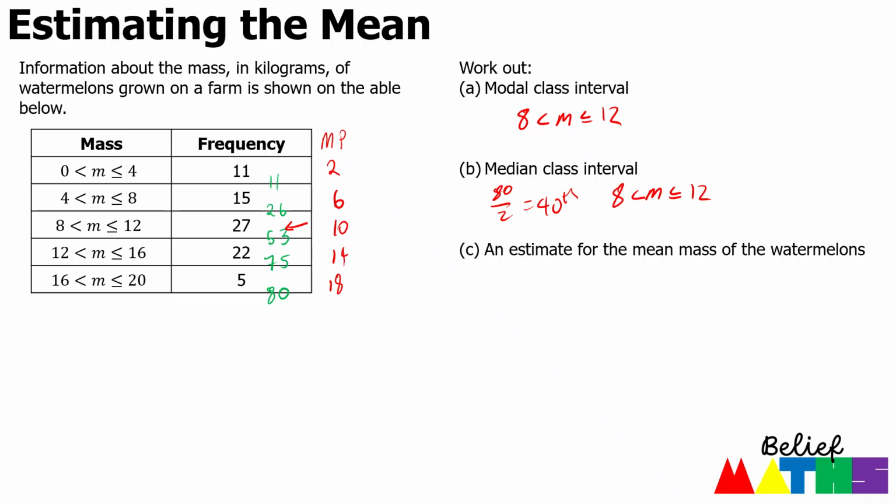In the last column then, that's now the equivalent of our number of books, and we times that by our frequencies. I like to call this the M times F column, our midpoints times our frequencies. So 11 times 2 is 22, 15 times 6 is 90, 27 times 10 is 270, 22 times 14 gives us 308, and 18 times 5 is 90. So then we can just add all those values together. So 22 plus 90 plus 270 plus 308 plus 90 gives us 780 kilograms.